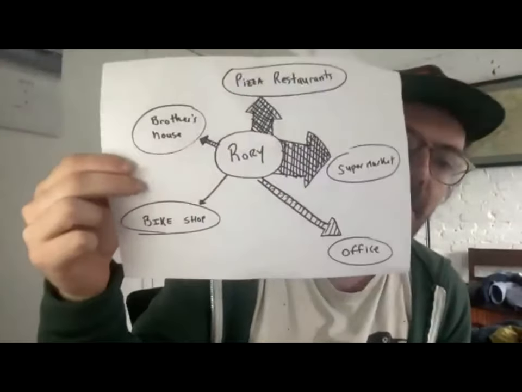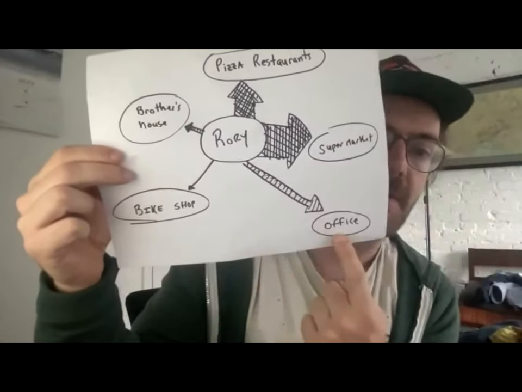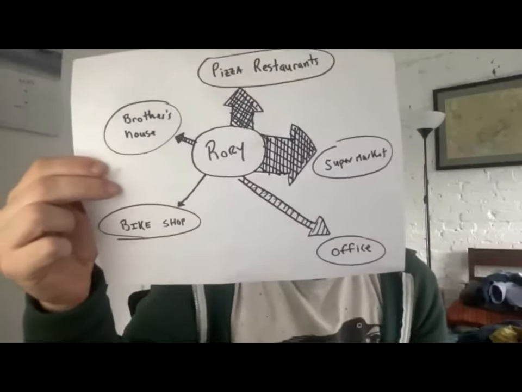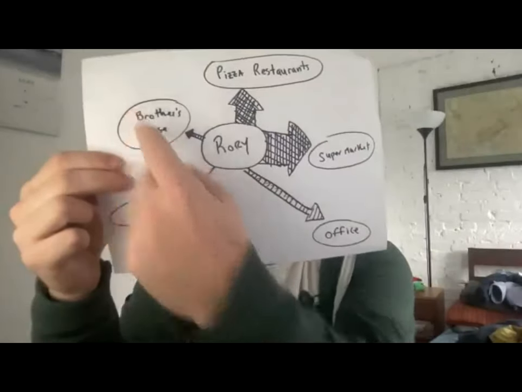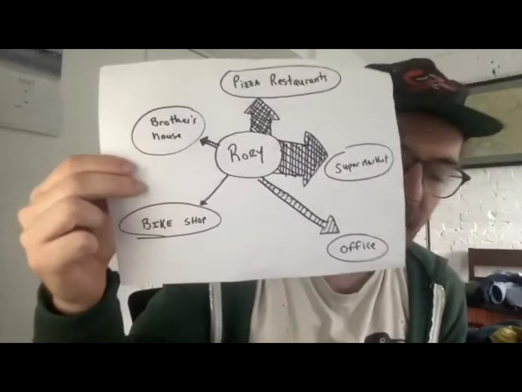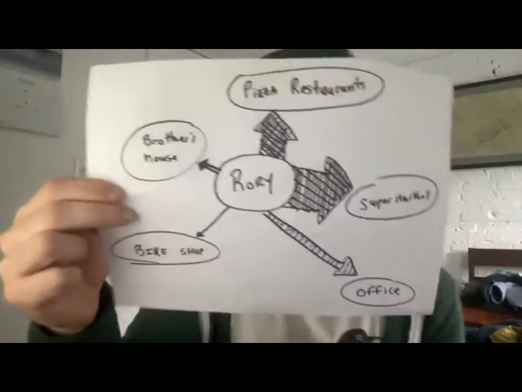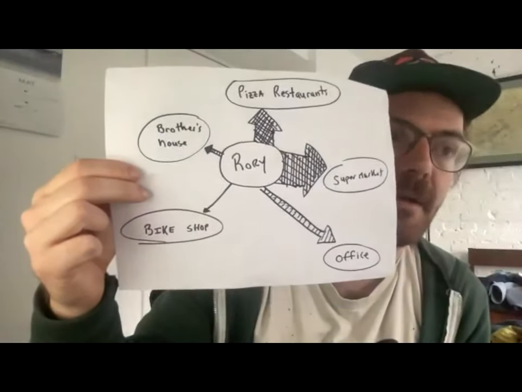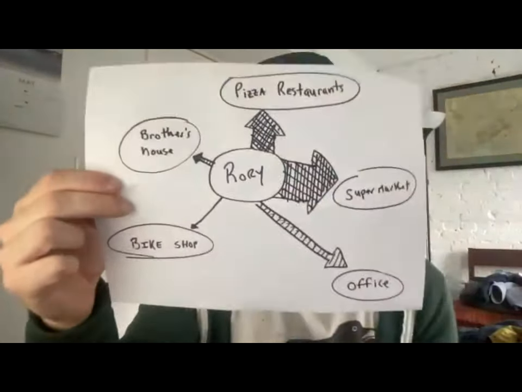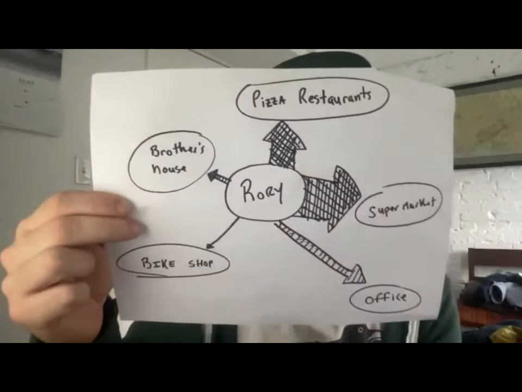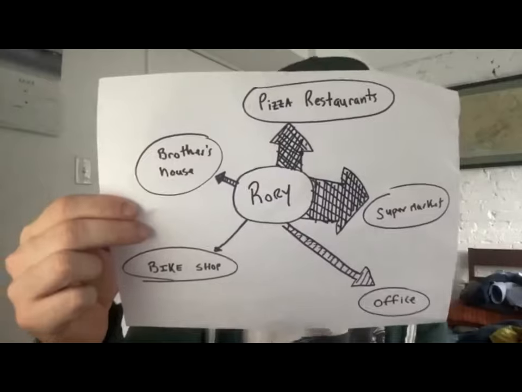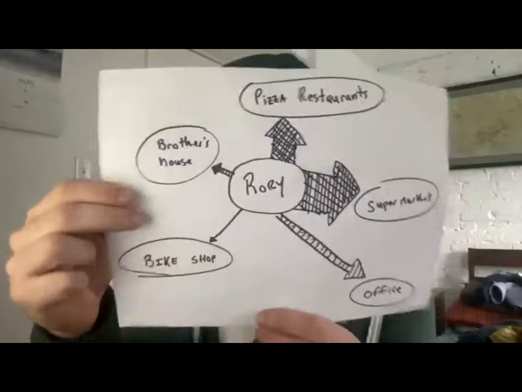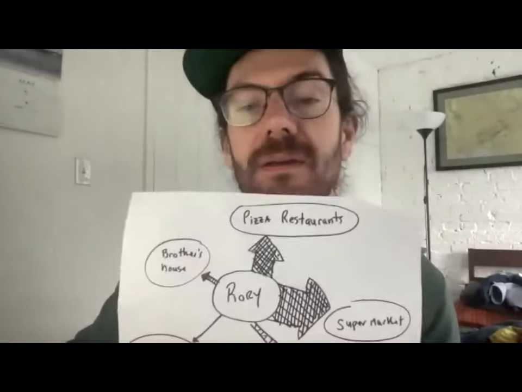Office, another frequent place I travel. You can see how long that arrow is, because it's in a different city. And then my brother's house is next. He lives in the same city as me, and I like to go visit and play with his pet dog. And then the bike shop, I go to buy new tubes or tires for my bike when I get flats, or new chains and things like that, because I bike so much. So that's just a pretty simple example of the five most frequent places I visit in a given month.